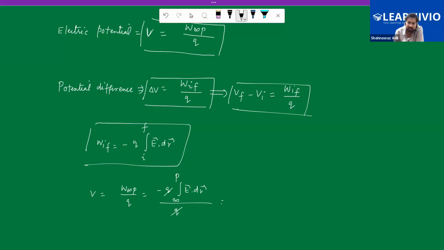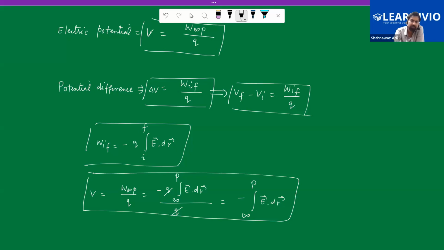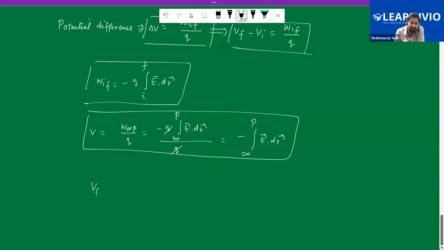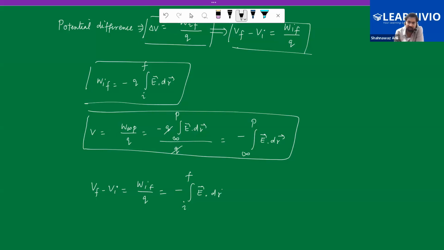So this Q cancels, and we have integral from infinity to P of E dot dr. So this is electric potential, right? And then we have the potential difference, which is how much? This is work by Q. So I will directly write that this would be integral from initial to final of E dot dr. So this is the potential difference. This is electric potential. This is potential difference.